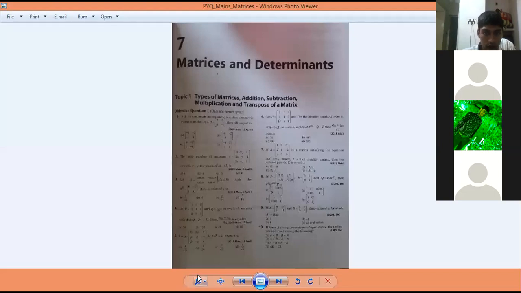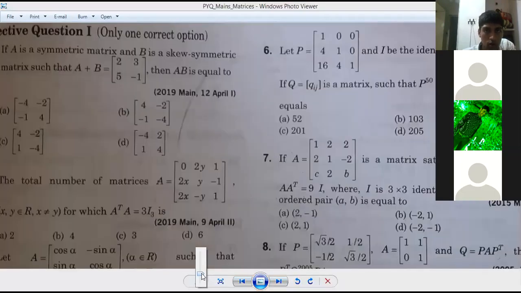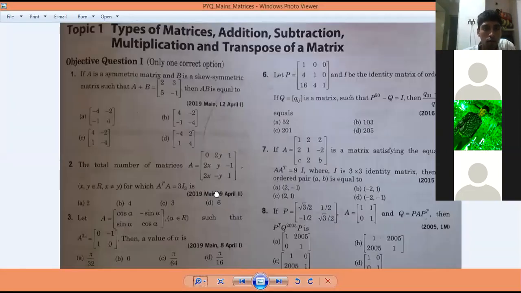Or let me open the JEE book itself. One second. Let's see previous year JEE questions. Previous year means recent, 2019. Okay, right. So I'm sharing the screen. Are you guys able to see? You're able to see? Yes, sir.